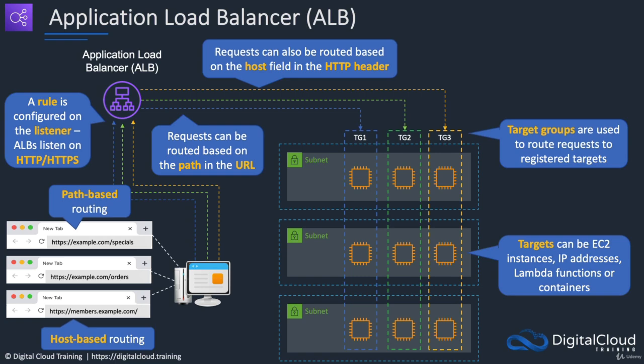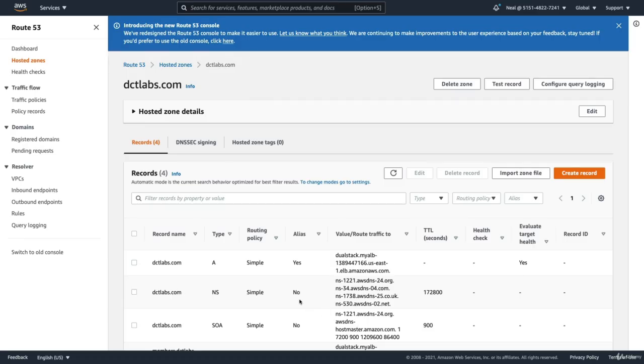So if you remember back in this diagram, what's happened here is we've put members dot and our domain is dctlabs.com, and it's used that host-based information, that information in the host header, to decide which target group to send the connection to.